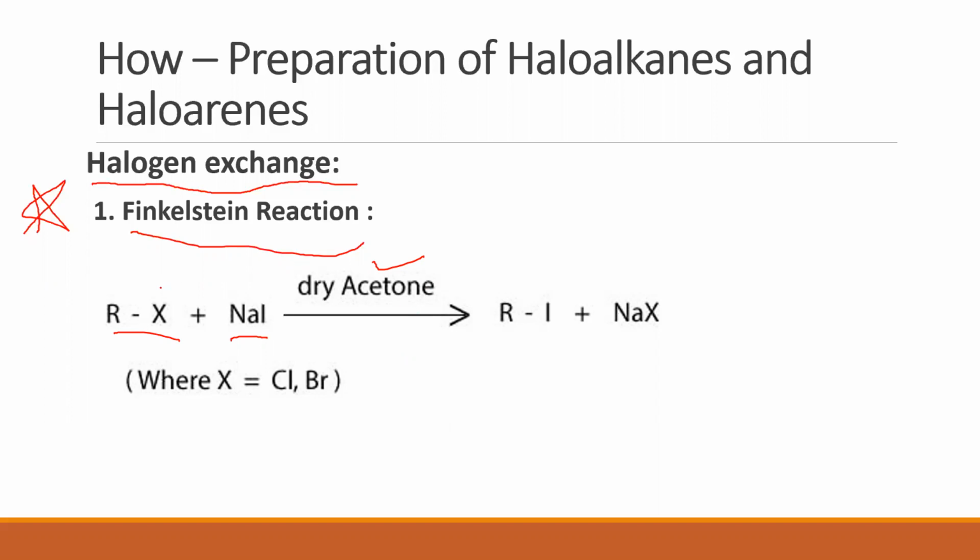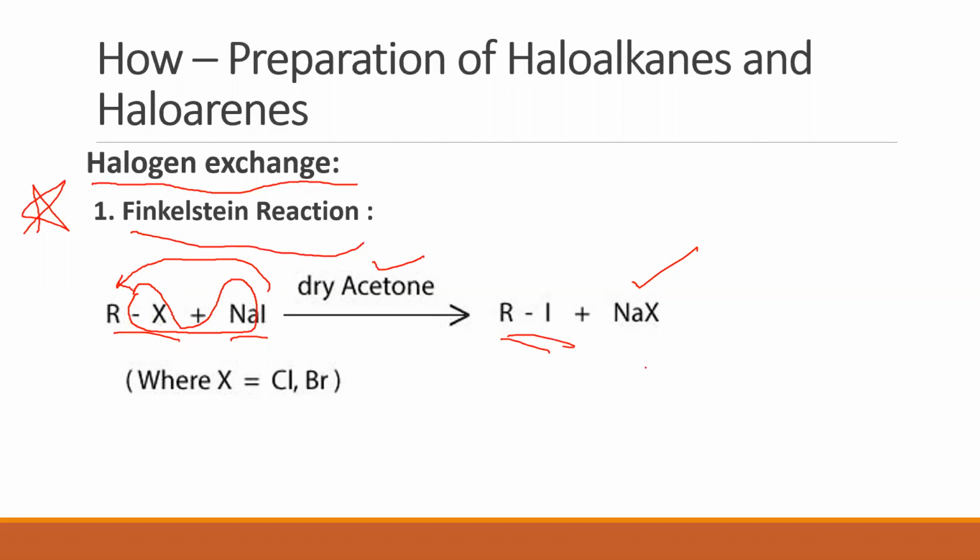Now what will happen here? As the name itself indicates, it's a halogen exchange. This X will take away sodium to go out as NaX. So in place of X, who's coming in? Yes, iodine is coming in to give us what?